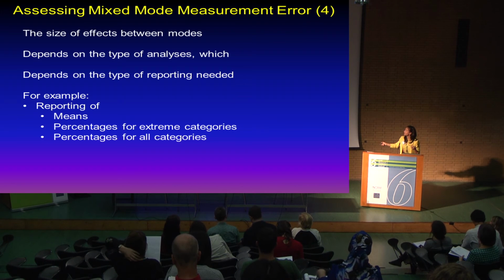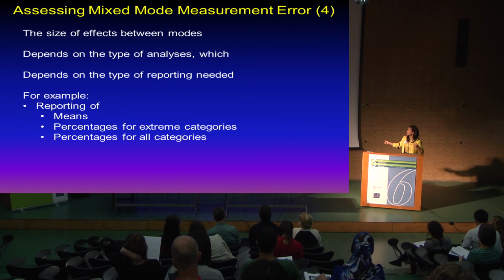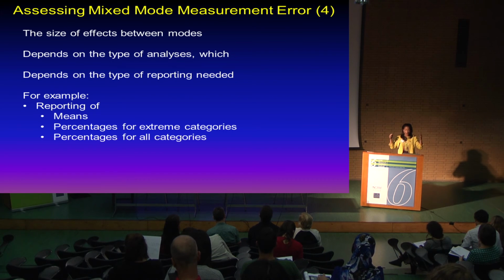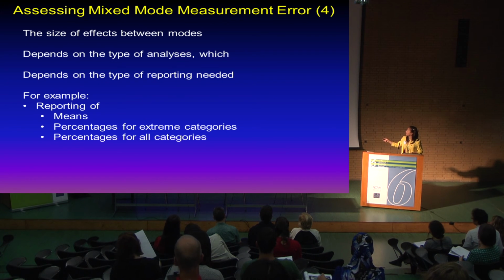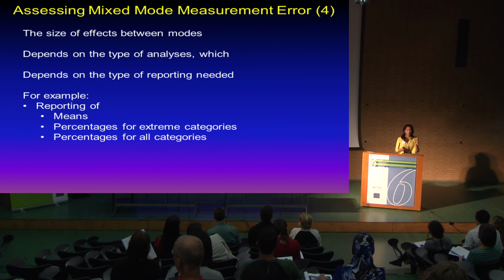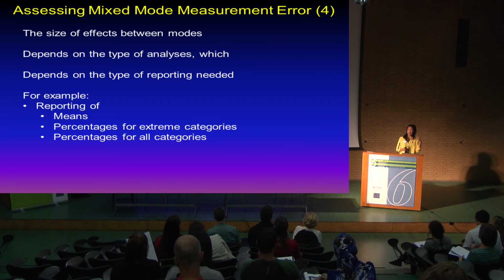You know, are we just reporting means? Are we looking at percentages for extreme categories? Are we looking at percentages for all categories? Are we doing more elaborate kinds of analysis like multinomial regression, whatever? And it also depends on the reporting needs. So, you know, if it doesn't matter in our reporting whether there's 5% difference here or there, then that's fine. But if it's something like unemployment statistics, 5% difference here or there is not good enough. Let's have 1/100% difference here or there, something very small and precise. So we need to think about our overall purposes with this also.